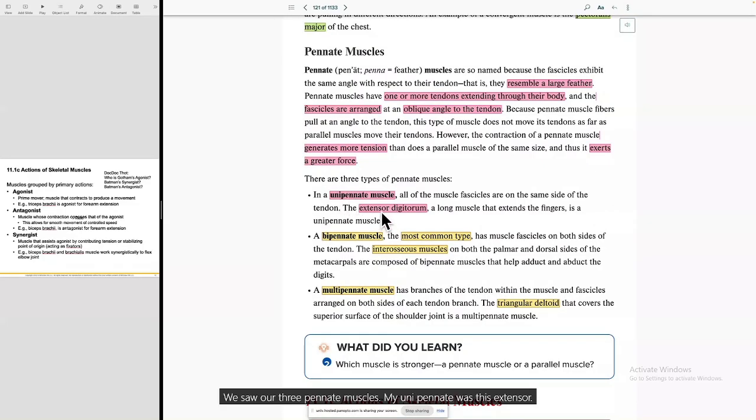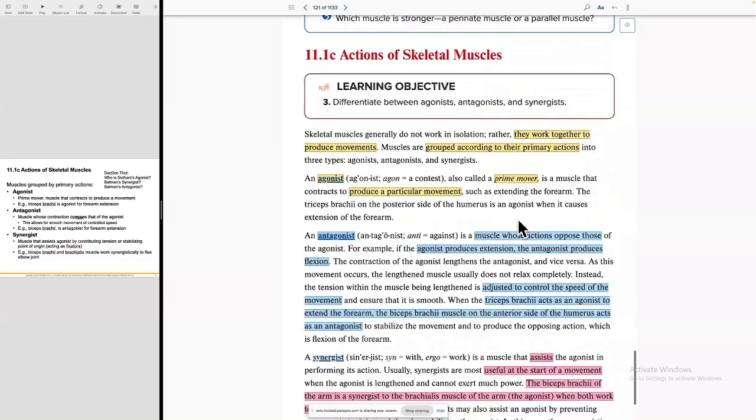My unipinnate was this extensor digitorum. My bipinnate is the most common type, and it kind of has the benefit of both of these, right? It's kind of a hybrid of the two. Versus the multipinnate, we saw that deltoid, and it gives up some of its range of motion for more stability.